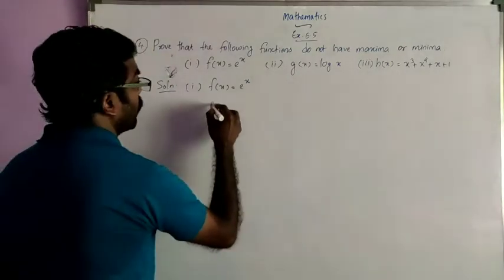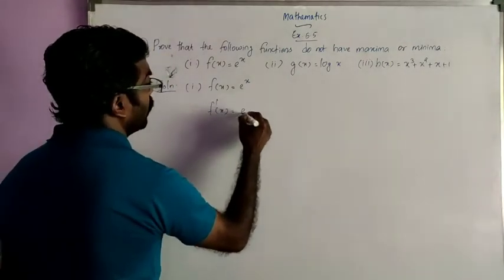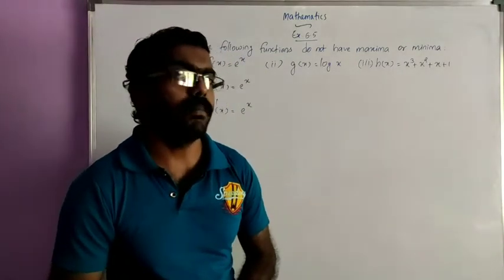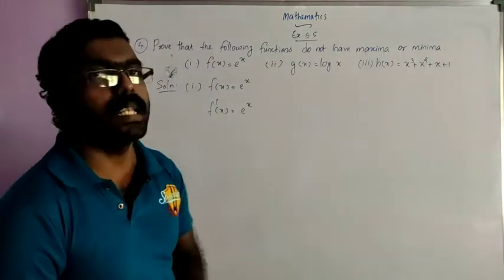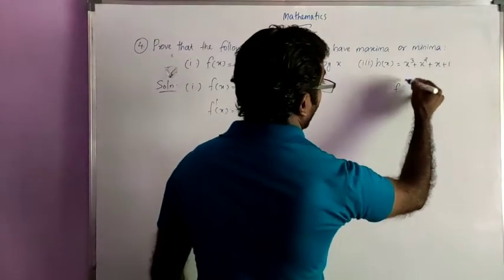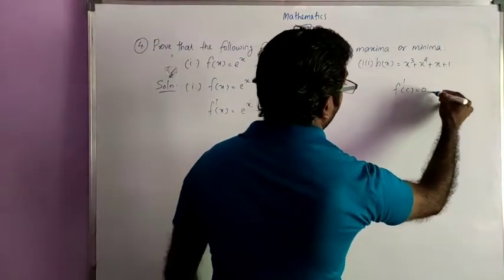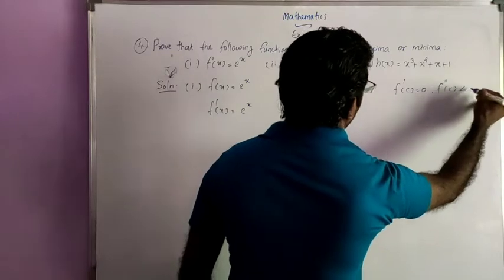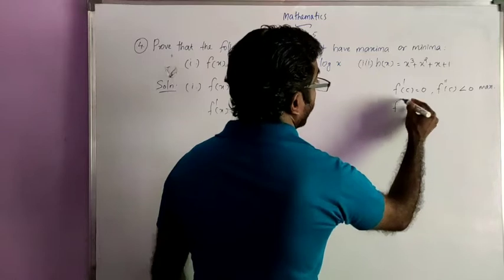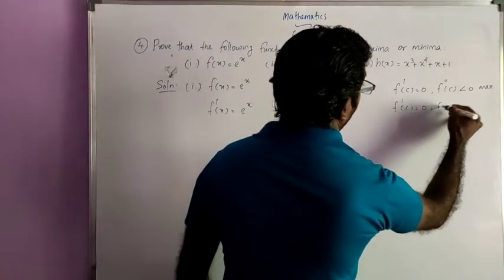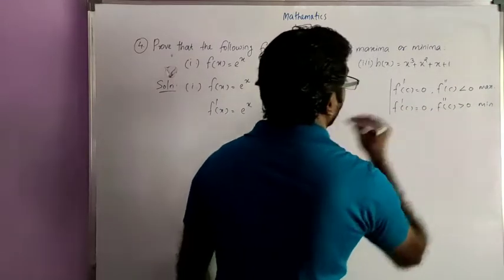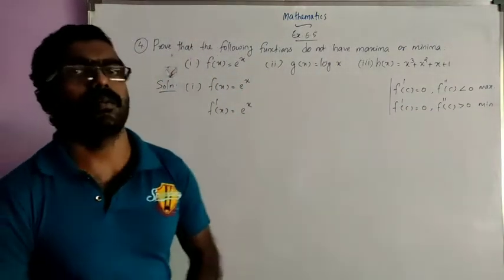Okay, first of all we can find f dash of x which is equal to e raised to x, and by second derivative test for local maxima f dash of c equal to 0 and f double dash of c is less than 0. And for minima f dash of c is equal to 0 and f double dash of c is greater than 0. Okay, these are the conditions for maxima or minima.